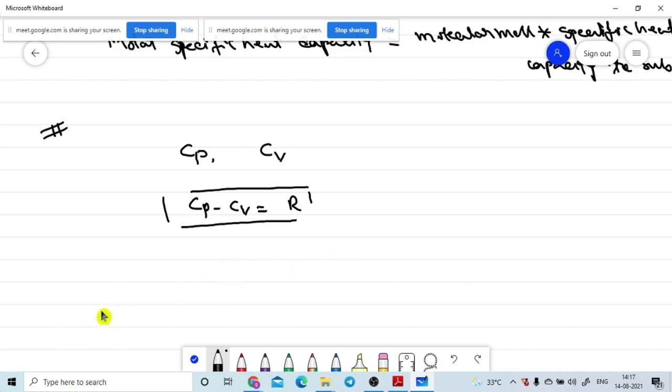So this relation is very important. We are going to use this relation. Now one more relation is there, that is Mayer's equation. Mayer's formula is there. What is Mayer's formula?